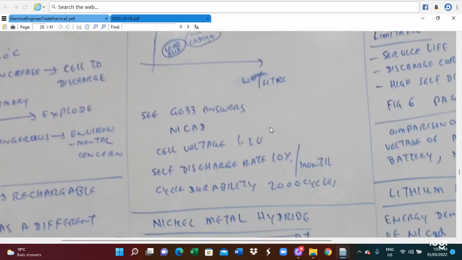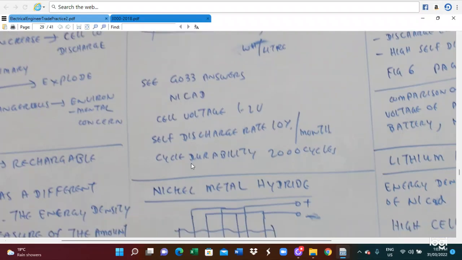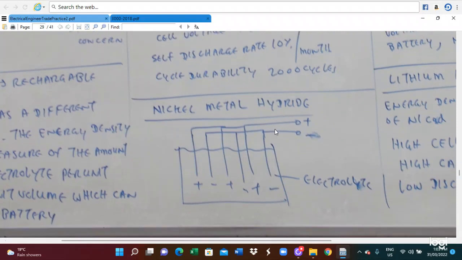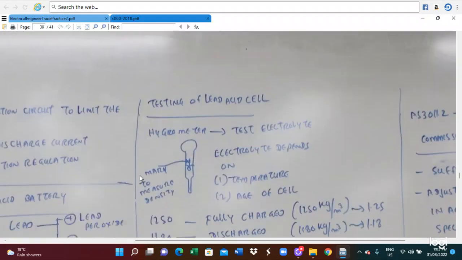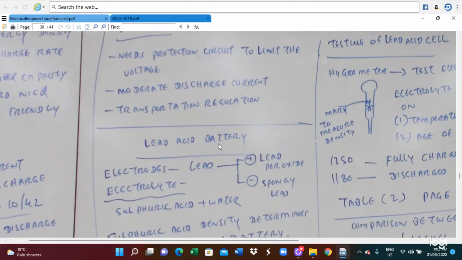So we have to find out the voltage. Nickel cadmium cells have a voltage of 1.2 volt, cell discharge is 10% per month, and cell durability is 2,000 cycles. You can charge and recharge up to 2,000 times. So this is a nickel metal hydride cell, with the electromagnetic arrangement and connection. They have a limitation because they need a protection circuit to limit the voltage and moderate the discharge current, and the transportation regulation must also be followed.